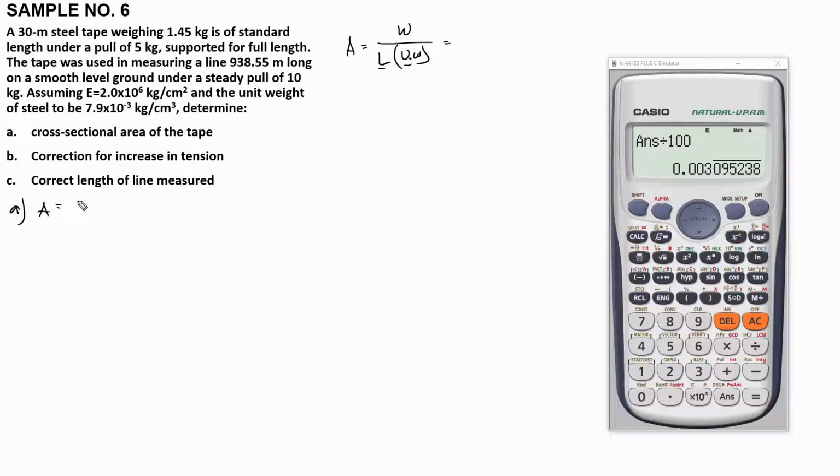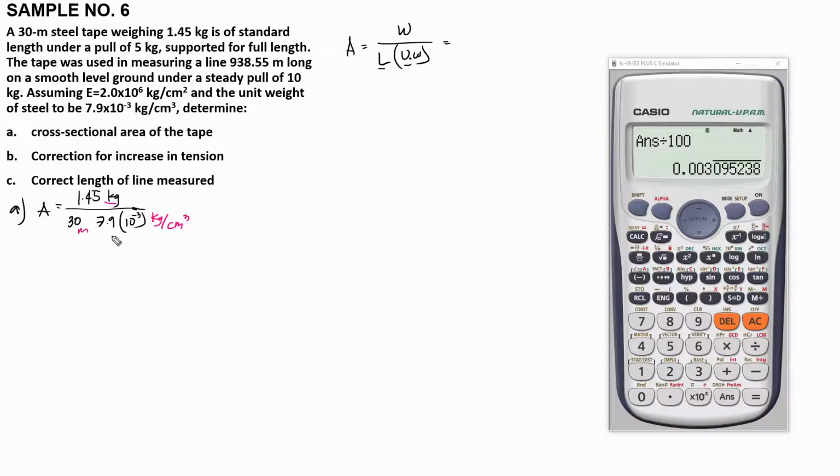So, we have weight is 1.45 kilograms. The length is 30 meters. And the unit weight is 7.9 times 10 raised to negative 3. So, ayan. Tandaan natin again, make sure na yung mga units natin is the same lahat. Dapat the same. So, this is kilogram per cubic centimeter. This is kilogram. This is meter.